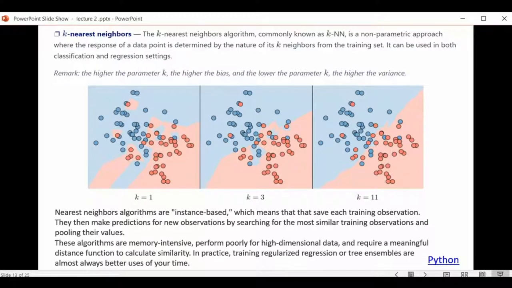The nearest neighbors algorithms are instance based, which means that they save each training observation. And so they then make predictions for new observations by searching for the similar ones, as in close to each other in this kind of latent space, and pooling their values.